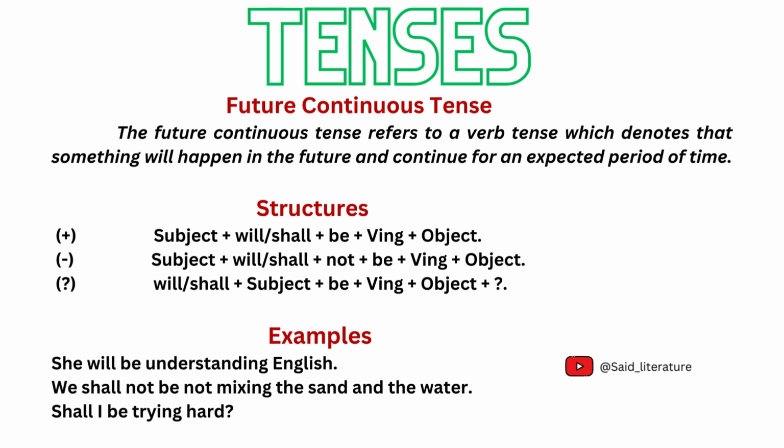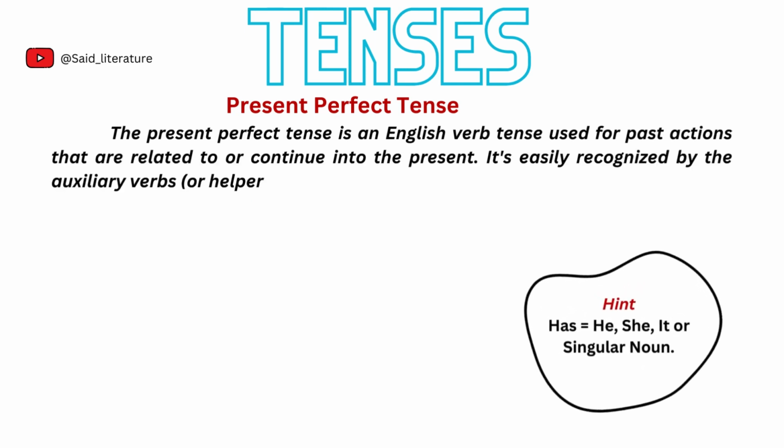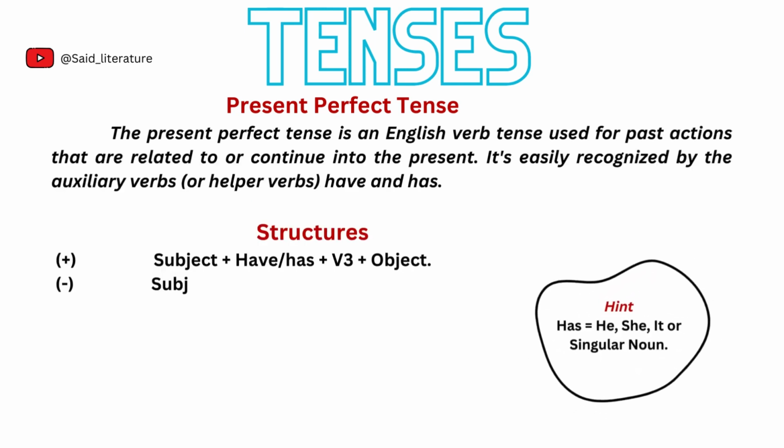For example, she will be understanding English. We shall not be mixing the sand and the water. Shall I be trying hard? Coming to the perfect tenses. First is present perfect tense.